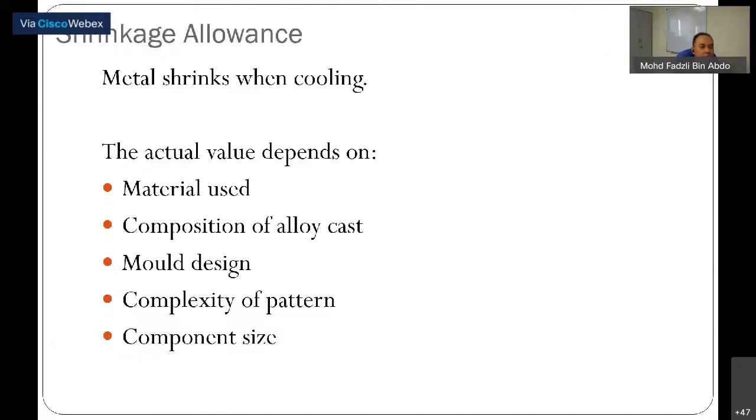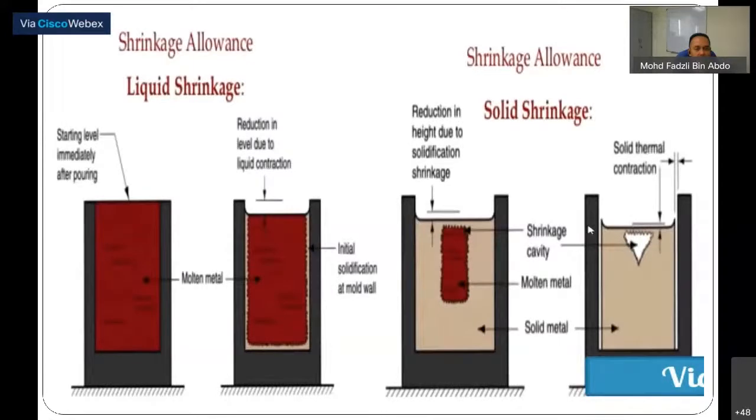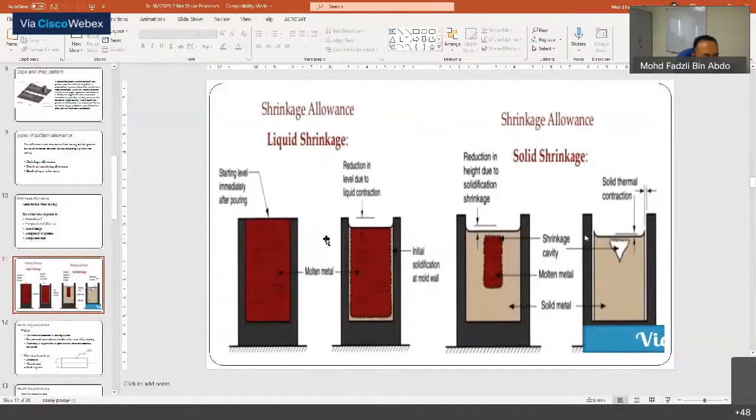Maksudnya shrinkage allowance ni, kita kena ada allowance untuk shrinkage, untuk dia shrink. Kalau tak ada, dia tak boleh nak shrink. Jadi this is the shrinkage allowance. This is the liquid.